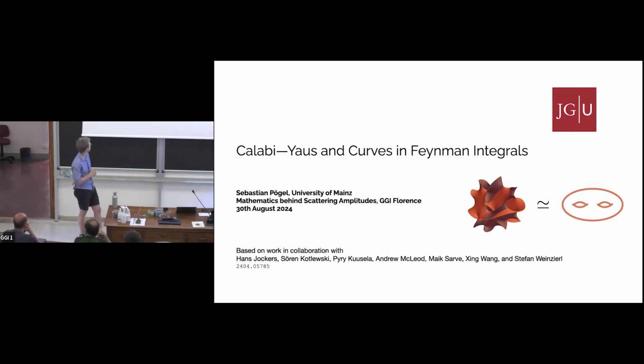I'm very happy to talk about some work that has been a continuation to some extent of previous works over the last years, looking at geometric properties of Feynman integrals. In this particular work, we have been looking at the question of whether it is possible to explicitly construct several different geometries that underlie the same Feynman integral. That is kind of the elevator pitch, let's say. And this has been in collaboration with a bunch of people, as you can see here: Hans Jockers, Sören Kotlewski, Puri Kusela, Andrew McLeod, Mike Sarf, Xing Wang, and Stefan Weinzierl.